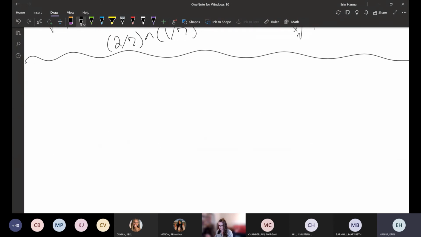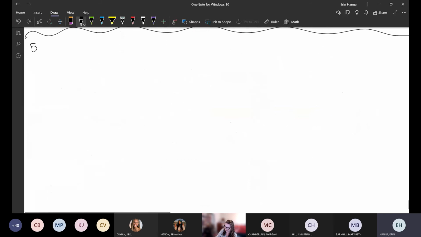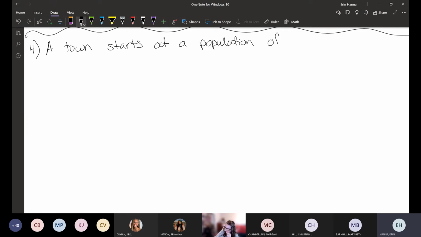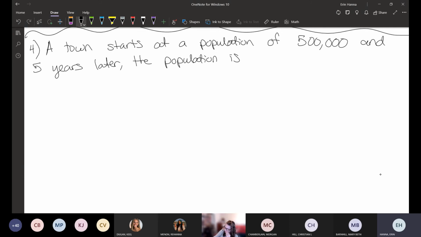Let's see. Actually, I don't remember what number this is. 4. Not that it matters. So, exponential decay. Let's say something like a town starts at a population of 500,000. And 5 years later, the population is, ooh, this is not going to come out to be a nice number, but it'll be all right, 375,000. Find the percent decay rate.